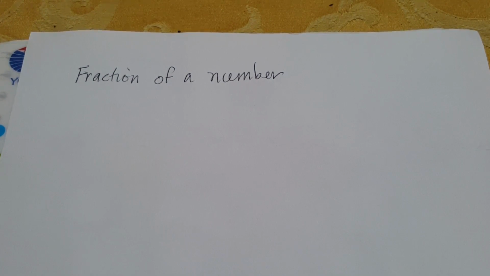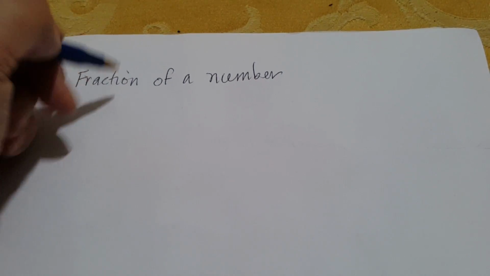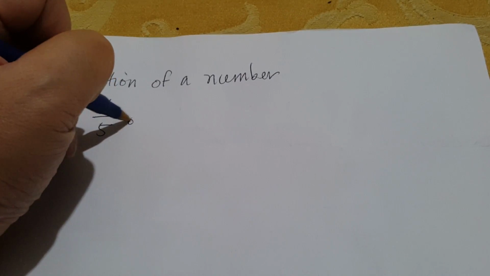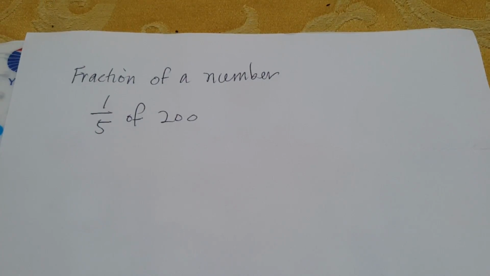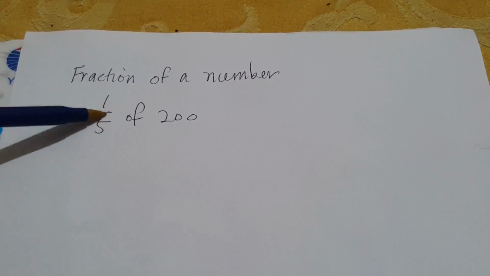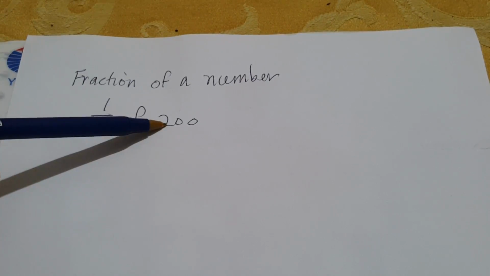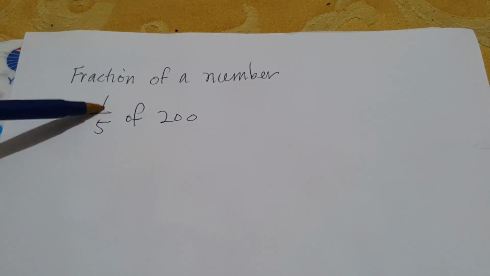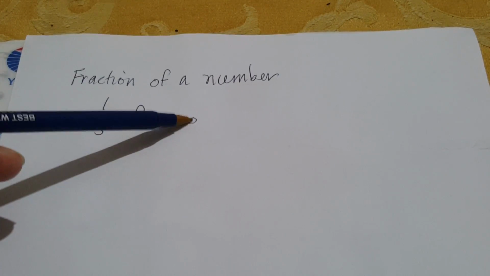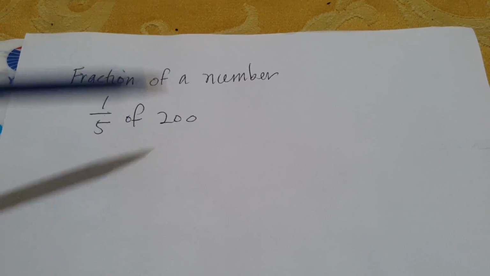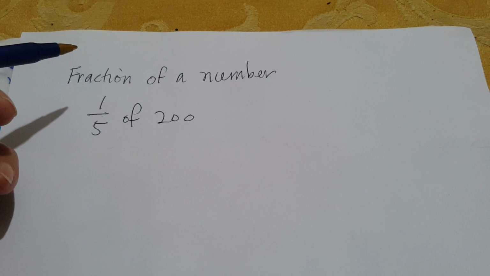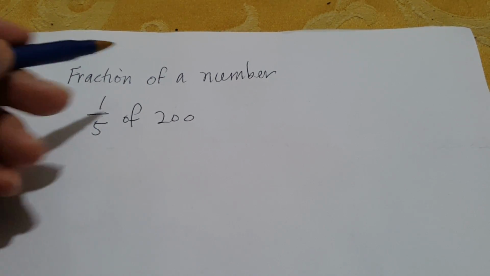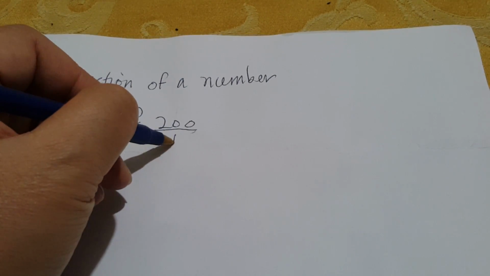Okay, fraction of a number. So let's say I want you to look for 1/5 of 200. Now, as we talked about in class, when we are looking for a fraction of a number, it is really a multiplication problem, okay? Because what you're doing is you're multiplying this by this whole number. Now, also we learned that all whole numbers have an invisible denominator, which is 1.